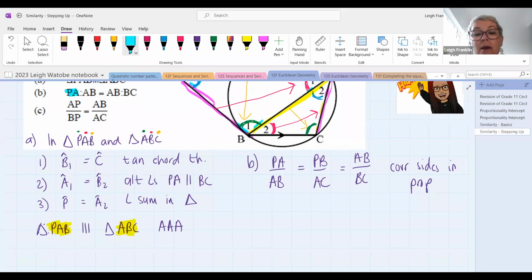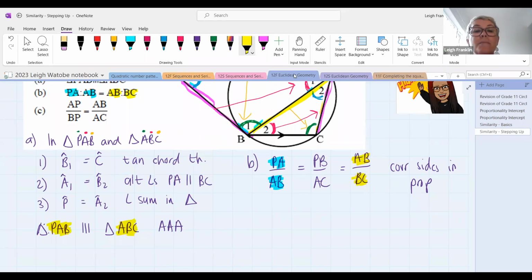So PA with PA, all right? And then AB over here with AB over there. And here we've got AB on this side, so that's AB over there. And here we've got BC, and here we've got BC. So that makes a nice pair that we can now use.